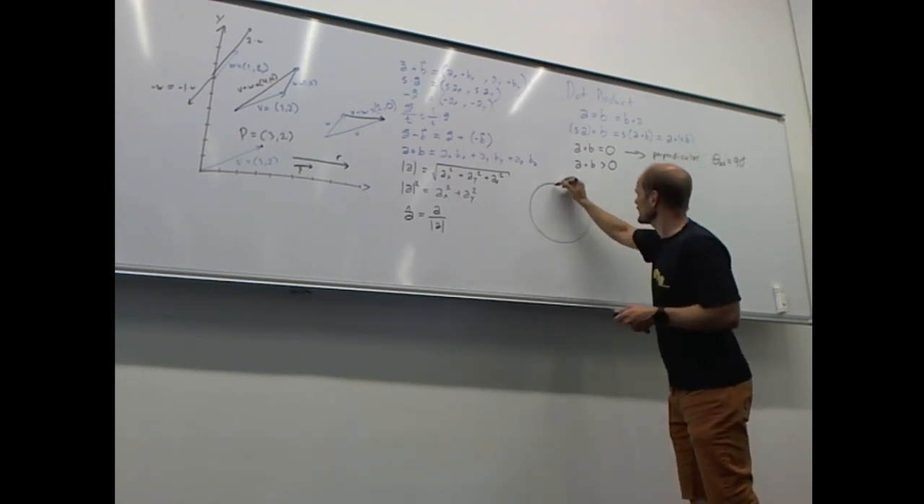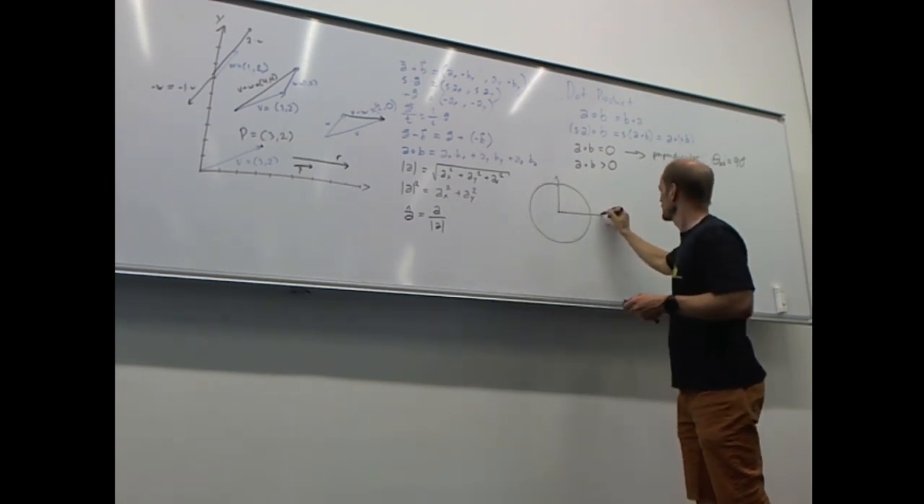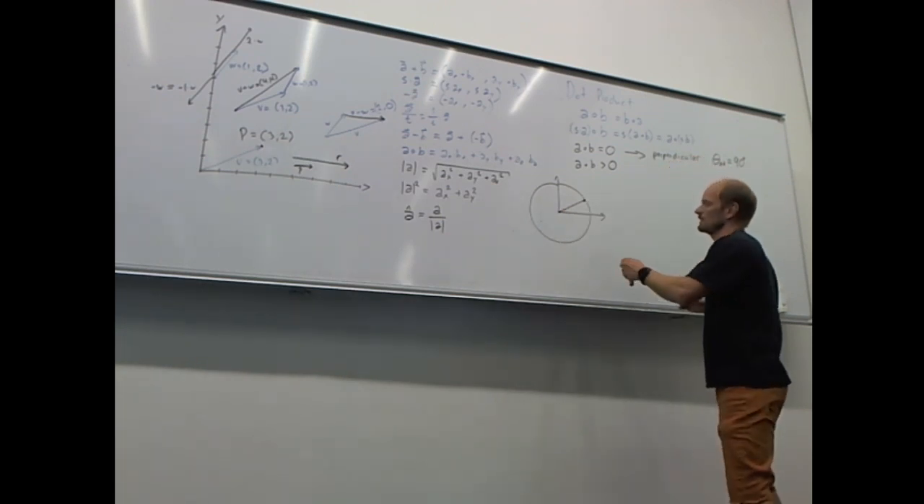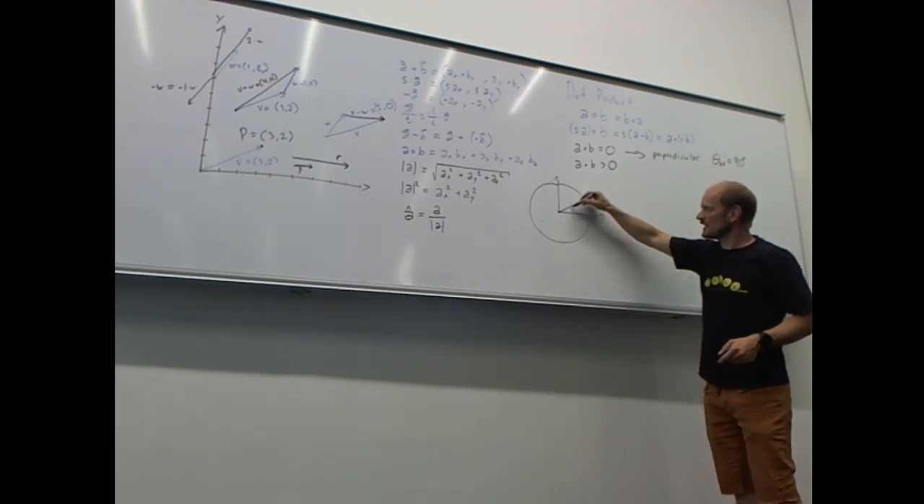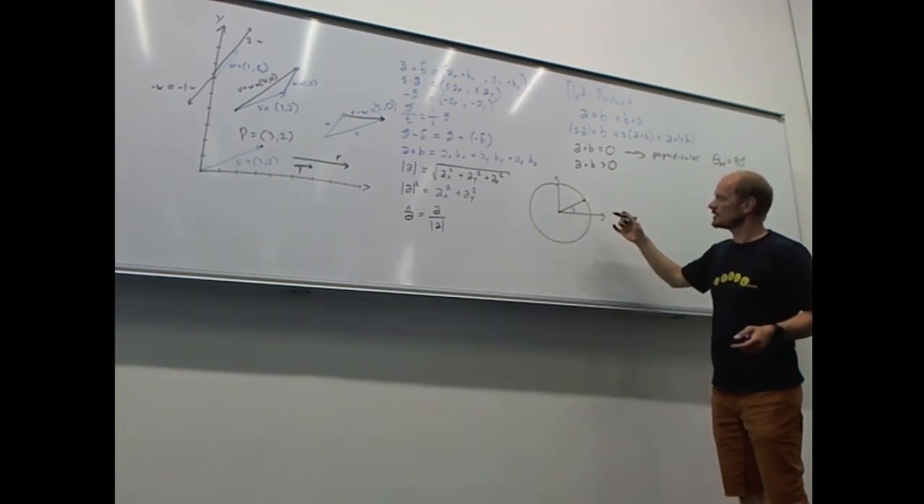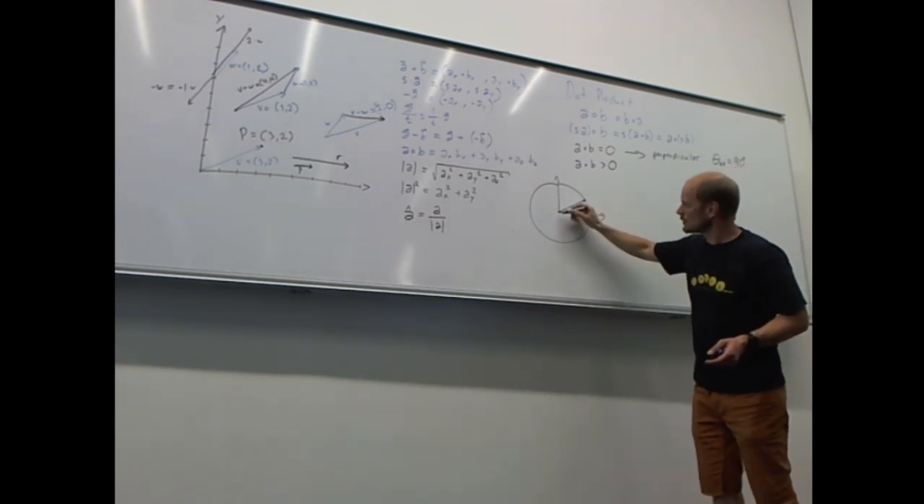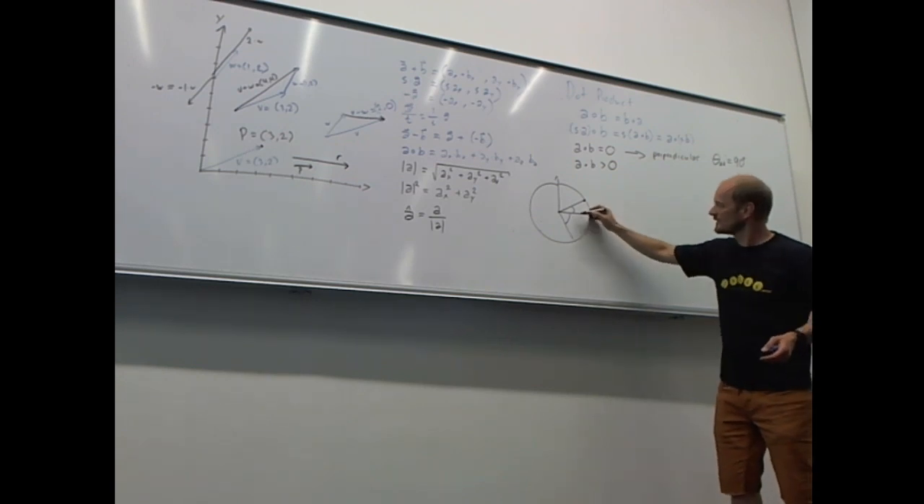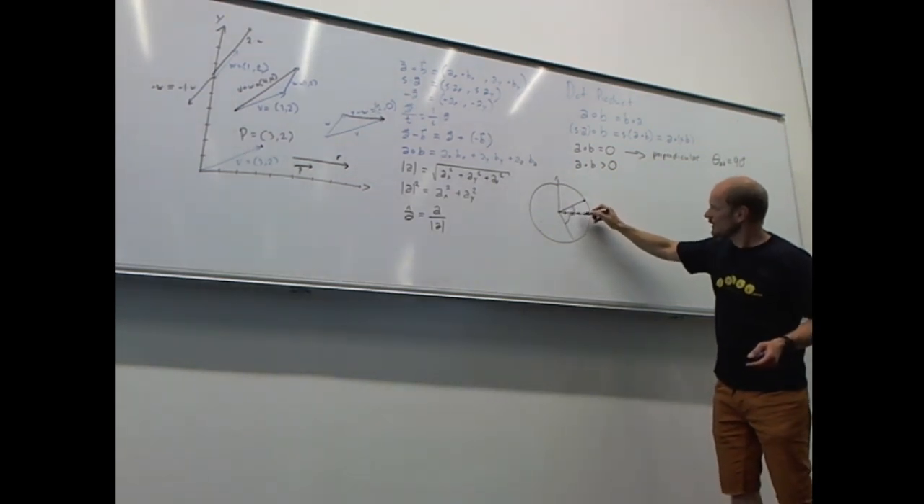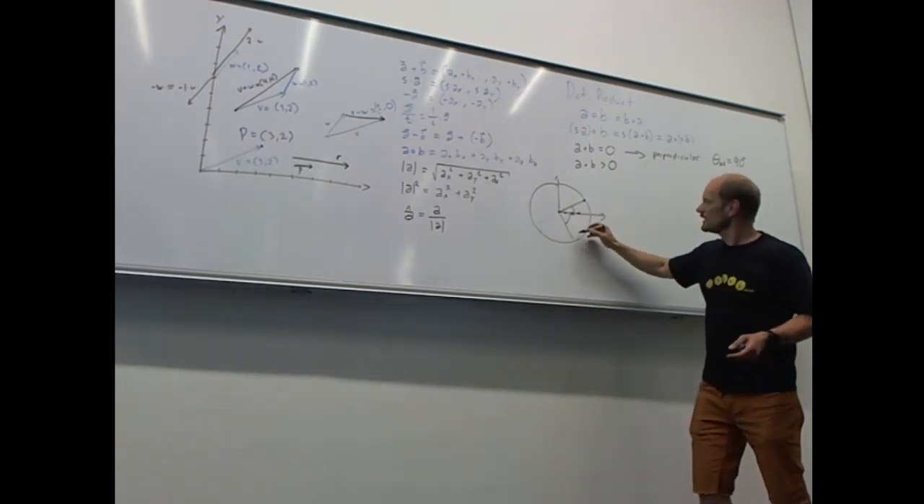Yeah, let's just draw this again here. So, is the cosine a positive number for this angle? Yes. Is the cosine a positive number for this angle? Yes. The cosine is always positive here, while the sine would become negative here.